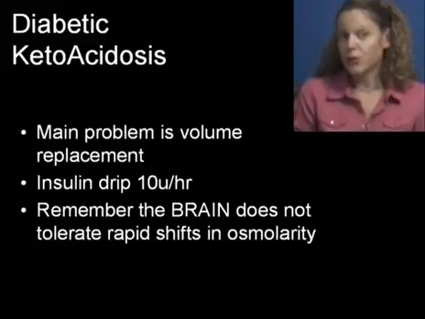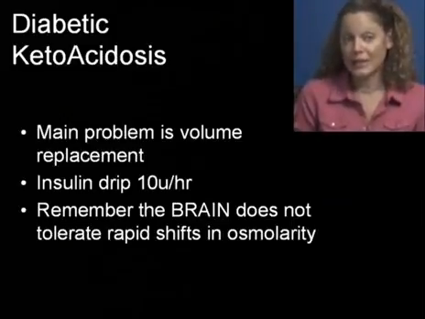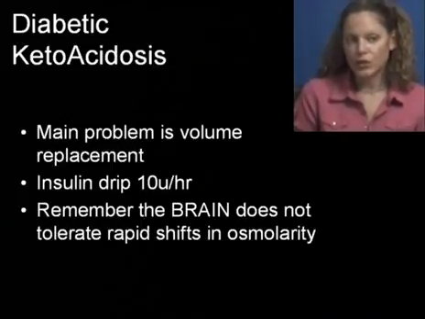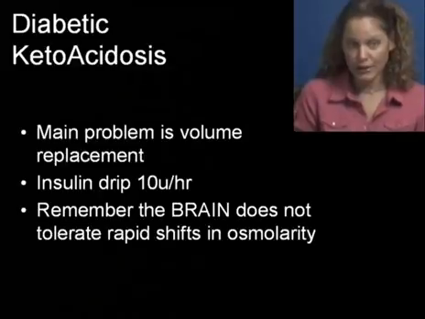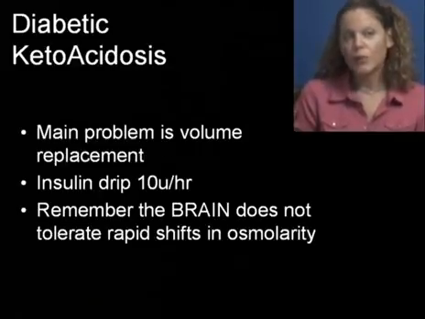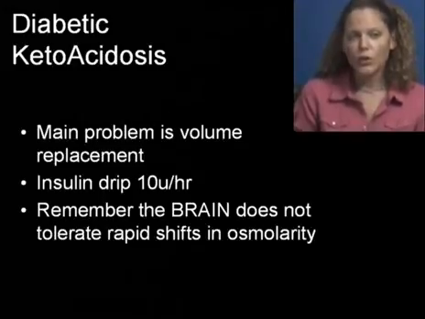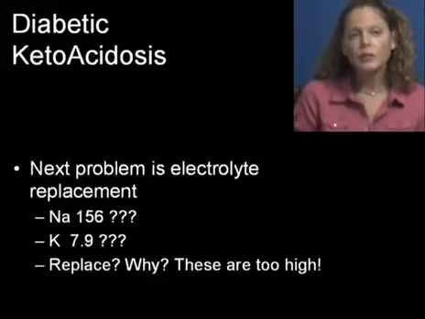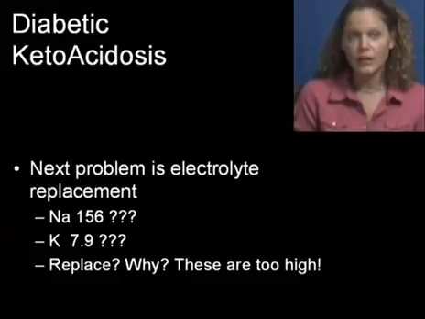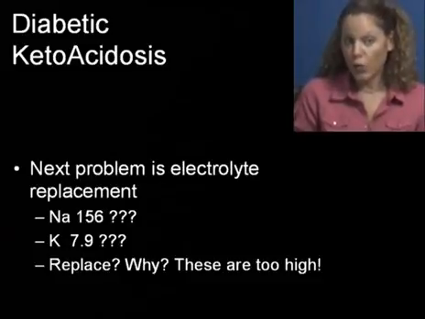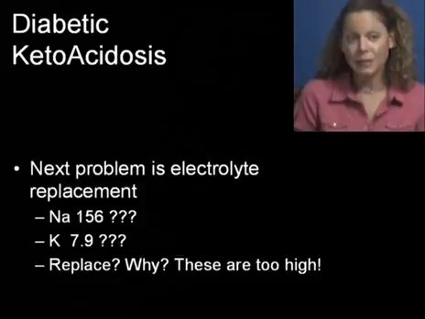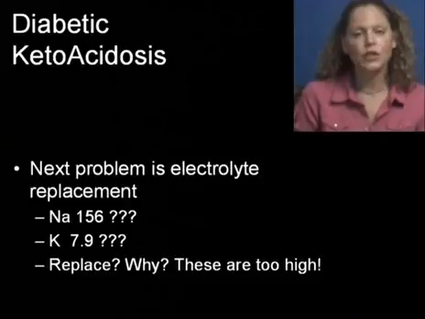So, after volume replacement, we want to consider insulin. An insulin drip of 10 units per hour is usually enough to stop the ketogenesis. Remember, the brain does not tolerate rapid shifts in osmolarity, so the corrections that we want to make need to be slow. Our next problem is electrolytes. So, we have a sodium of 156. We have a potassium of 7.9. Why would we want to replace these? These are too high.